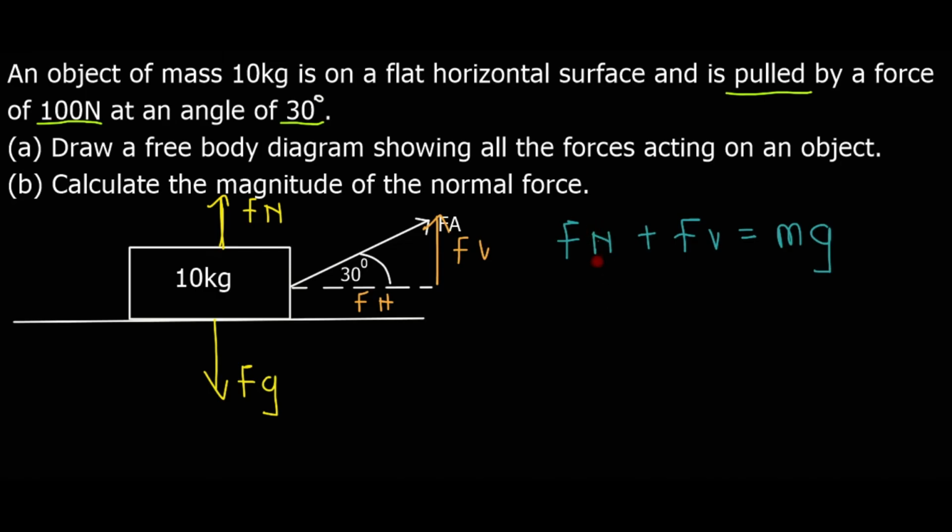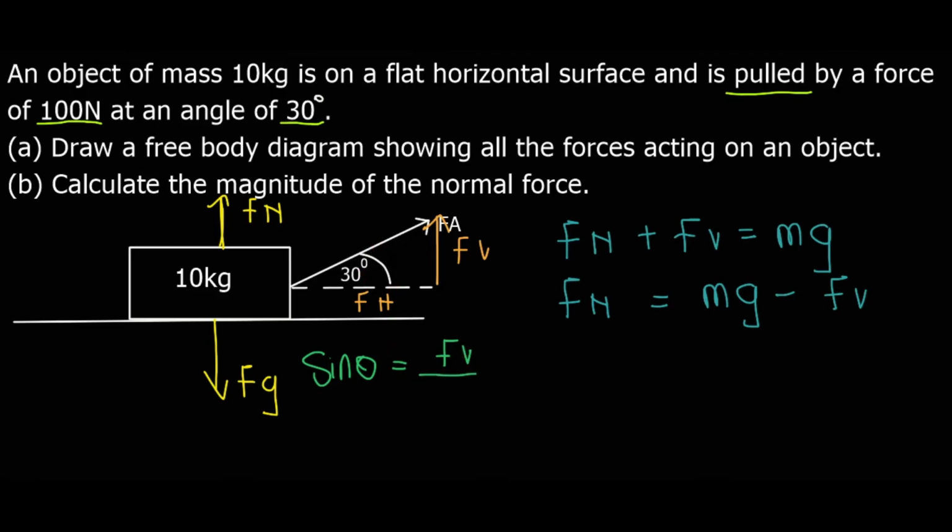And then now, because we want to calculate Fn, we say Fn equals mg minus Fv, because I take Fv to the other side and then change sign. But notice we don't have Fv. It's easy to calculate Fv because we will use this right angle triangle. We say sin theta equals opposite, which is Fv, over hypotenuse.